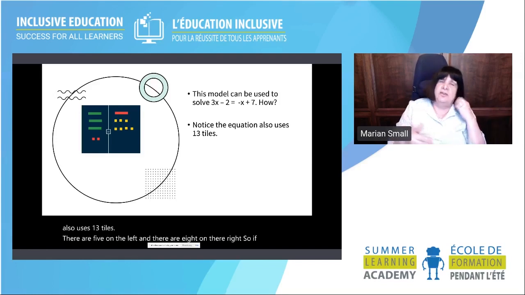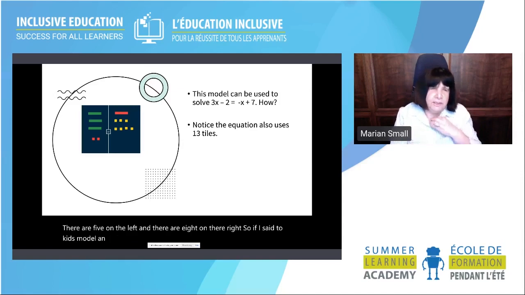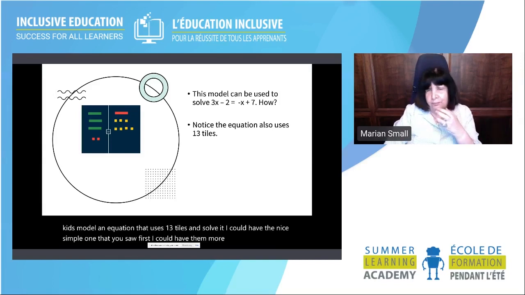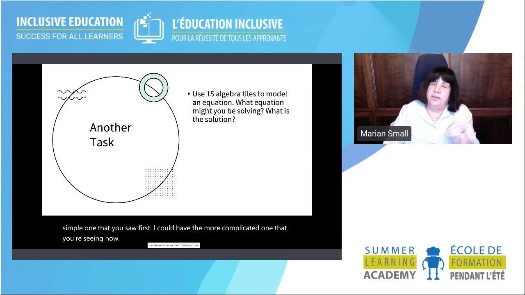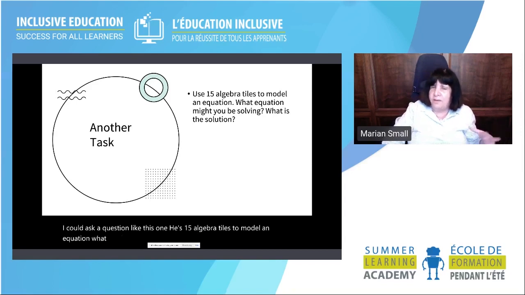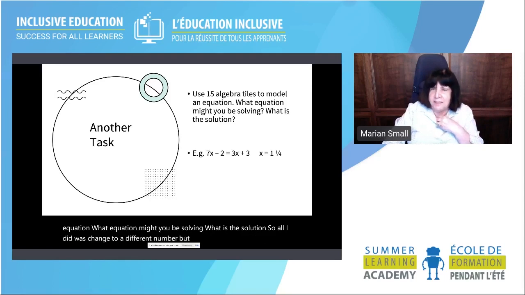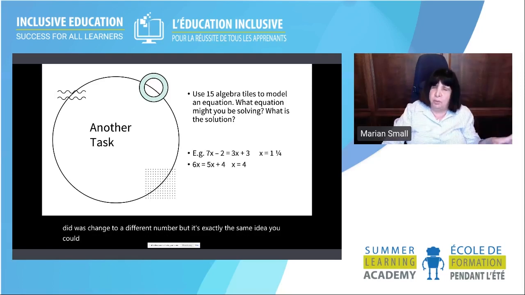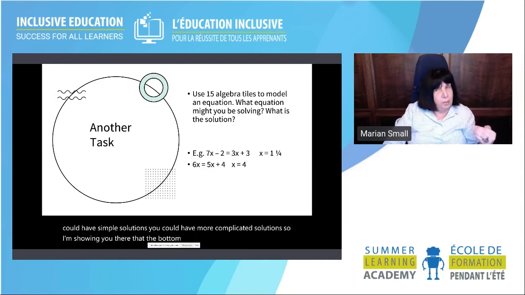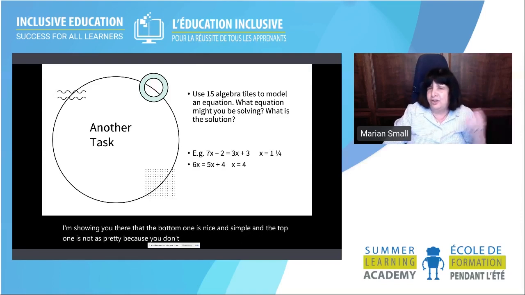So if I said to kids, model an equation that uses 13 tiles and solve it, I could have the nice simple one that you saw first. I could have the more complicated one that you're seeing now. I could ask a question like this one. Use 15 algebra tiles to model an equation. What equation might you be solving? What is the solution? So all I did was change to a different number, but it's exactly the same idea. You could have simple solutions. You could have more complicated solutions. So I'm showing you there that the bottom one is nice and simple, and the top one is not as pretty because you don't get a whole number or an integer solution.